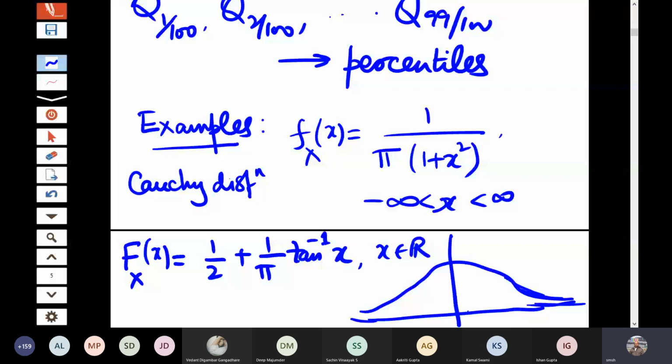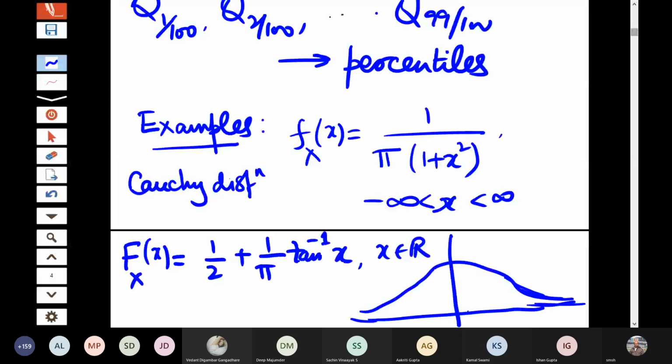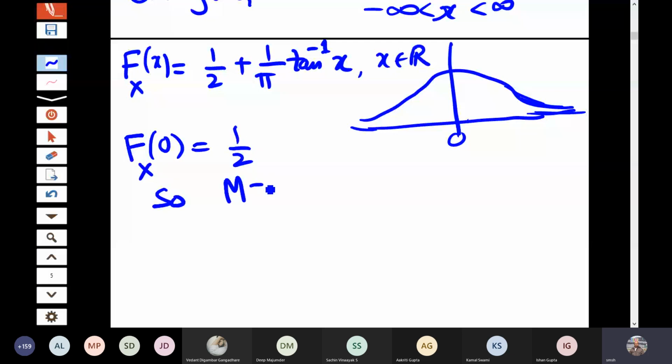The CDF will be extremely useful to find out the points. So for example, at x equal to 0, tan inverse becomes 0, so F(x) will be half. So you have F(0) equal to half, and 0 is the median, because it is dividing the distribution into two parts.